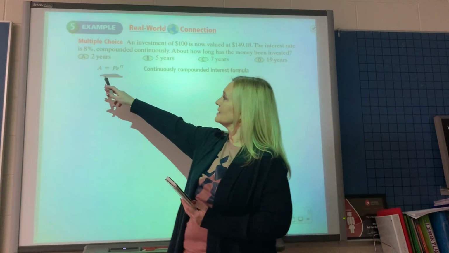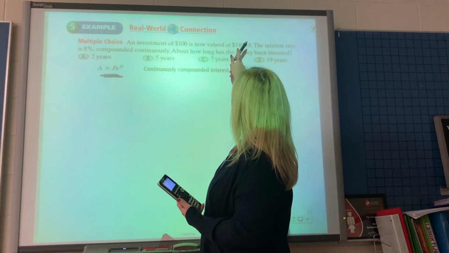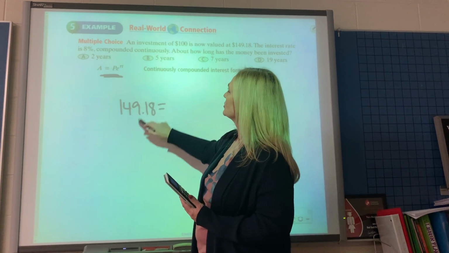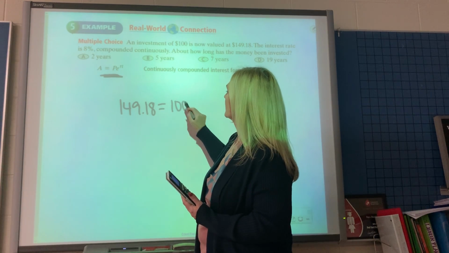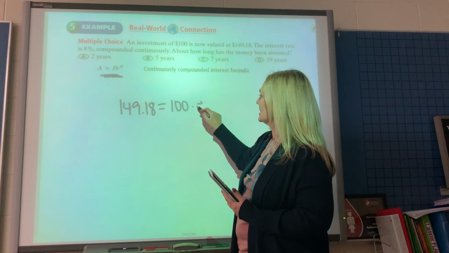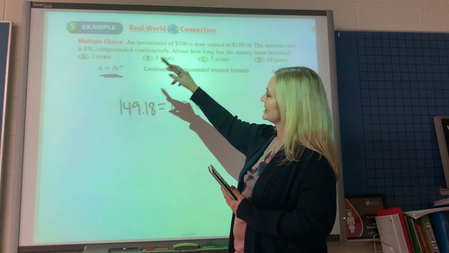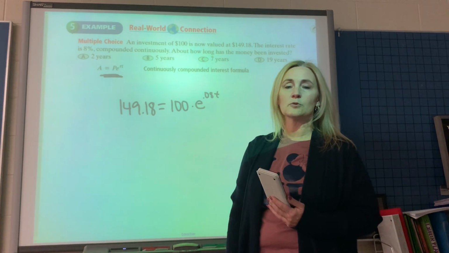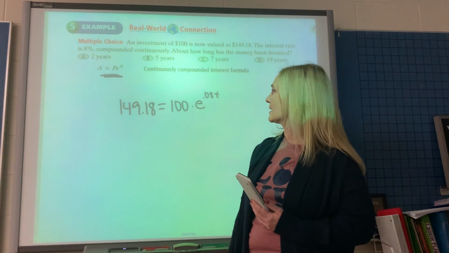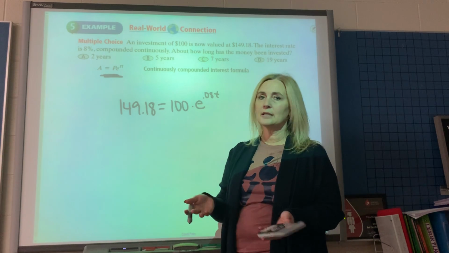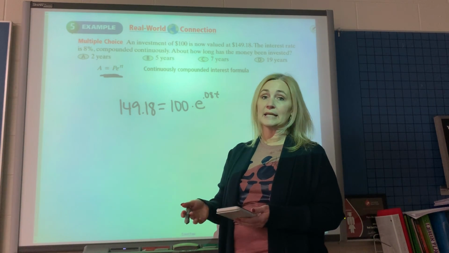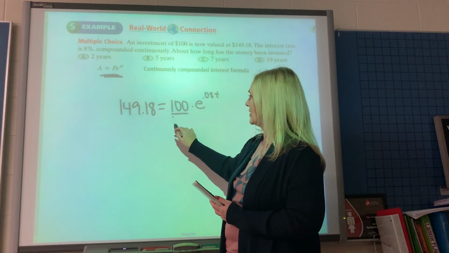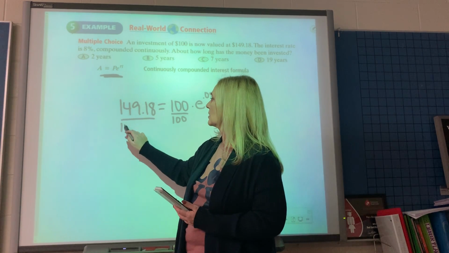So the amount in the account is now worth $149.18. The original amount you put in was $100 times E raised to the RT power. R is 8% as a decimal. That's 0.08, and there's your variable, T. That's what we're looking for. How long did it sit in that account? So we have to solve this. Just like the other equations that we just did that had an E in them, we need to get this part that has the E by itself. So we're going to divide by 100 first.